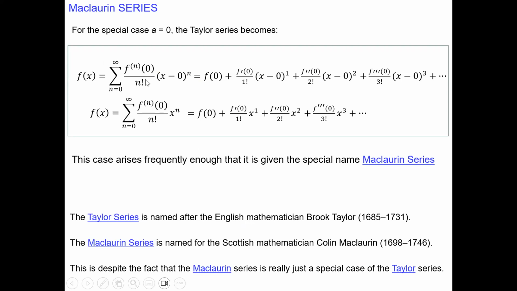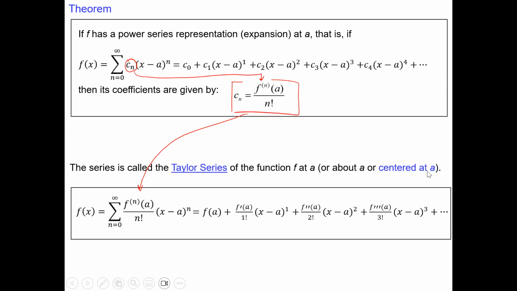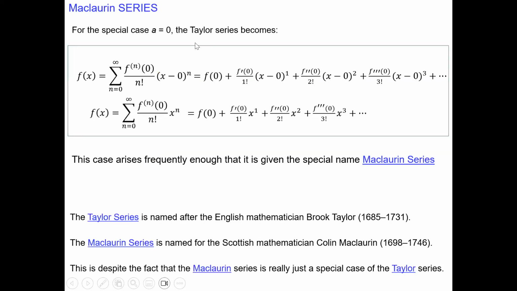The previous one, the Taylor series, can be centered at a, any number. But when the center is specifically 0, we say this is the Taylor series centered at 0, and it will look like this. We don't have to subtract 0; it will be just x to the power of 1, x squared, x cubed. And this is also quite frequently seen. This is called the Maclaurin series. That means the special case of a Taylor series is the Maclaurin series.